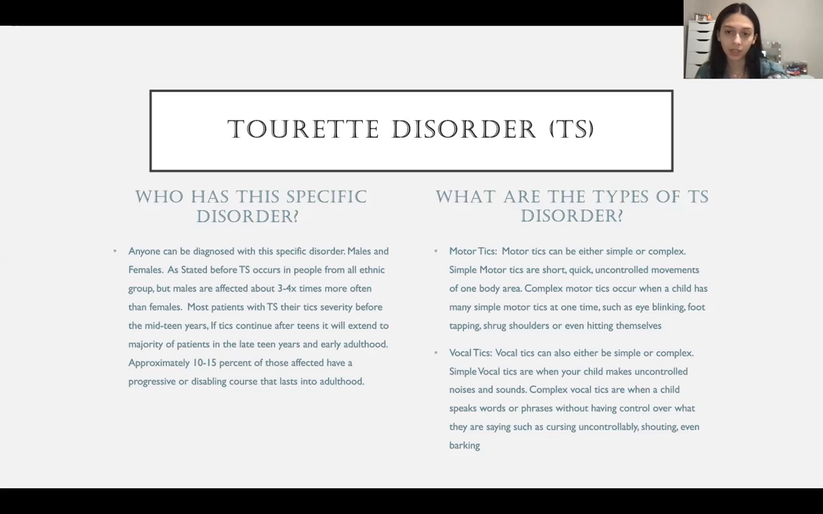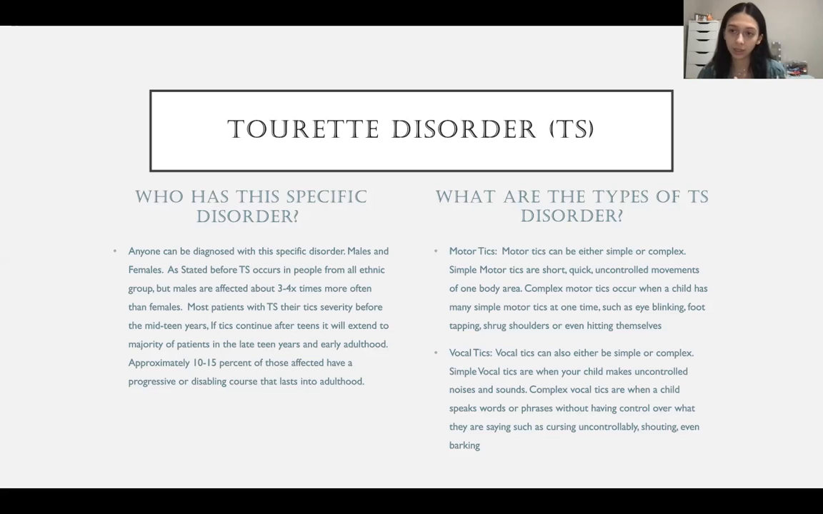What are the types of TS disorder? There are motor tics and vocal tics. Motor tics are either simple or complex. Simple motor tics are short, quick movements from one area of the body. Complex motor tics occur when a child has many simple motor tics at once, such as blinking, tapping on the foot, jumping on the shoulder, or even hitting themselves. This can all happen back to back or at the same time.